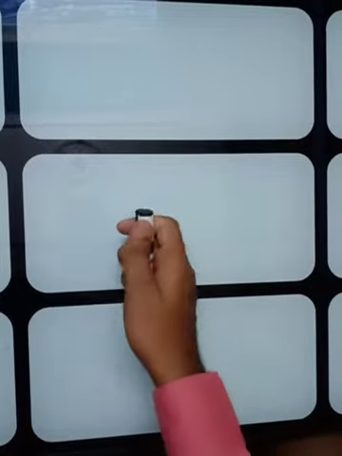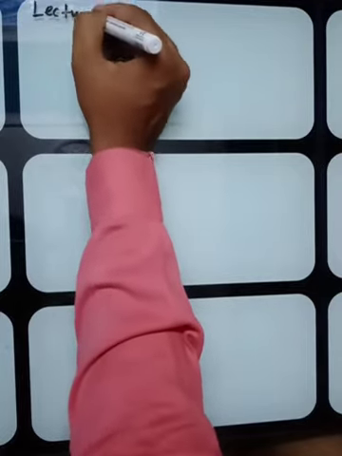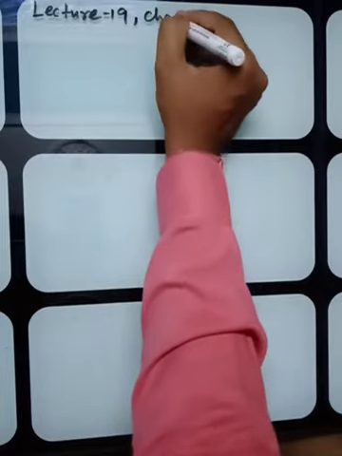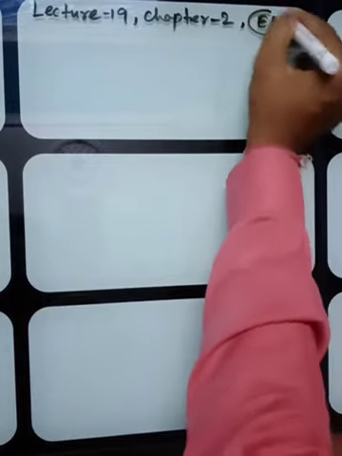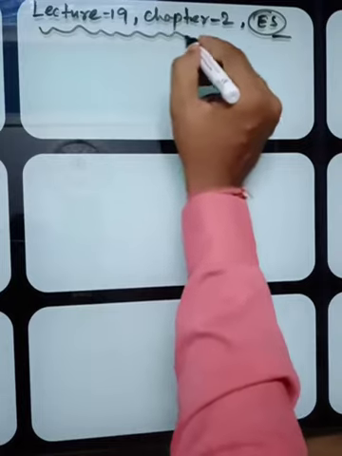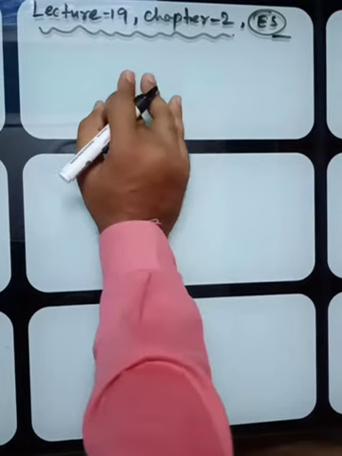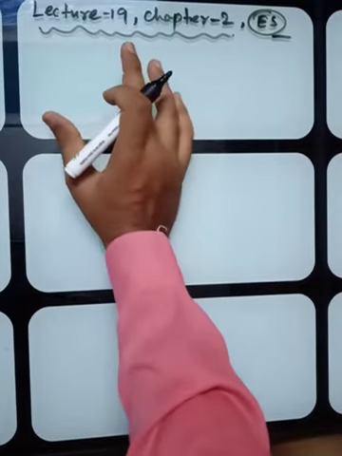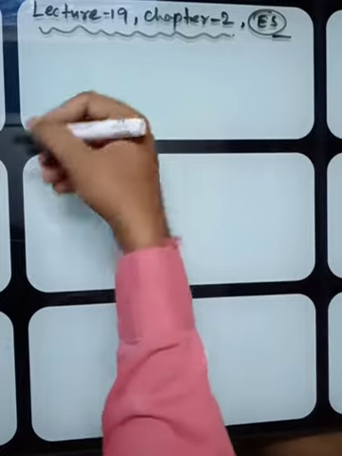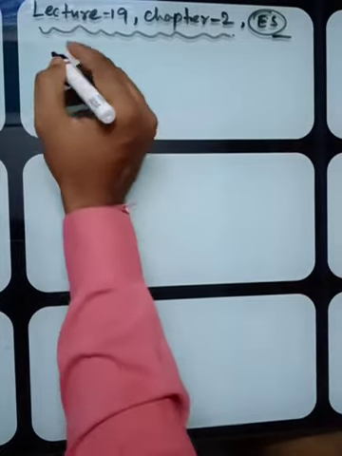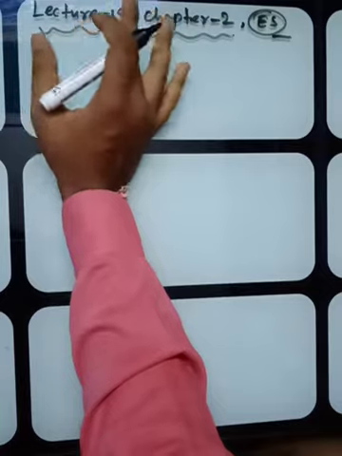Hello my dear students, today we are in lecture number 19 of chapter 2 of electrostatics. My dear students, in the last lecture, lecture 18, we discussed the electric potential energy gradient. I'm giving you one question for the classwork, and then I will start today's lecture on the mathematical derivation of electric potential due to a point charge.